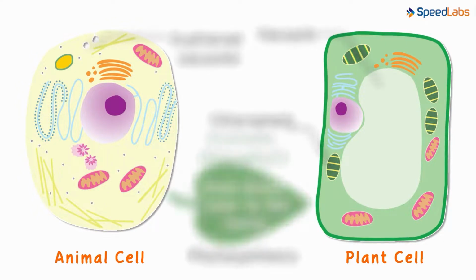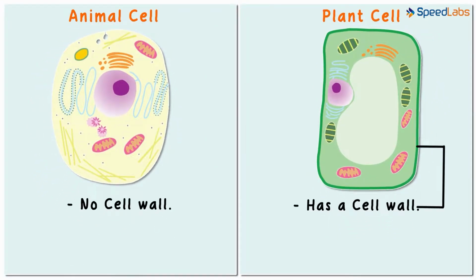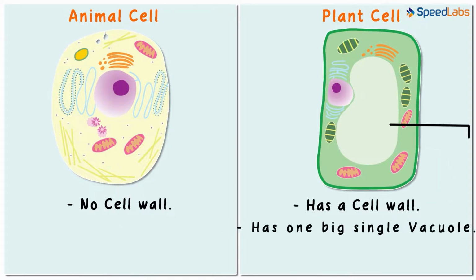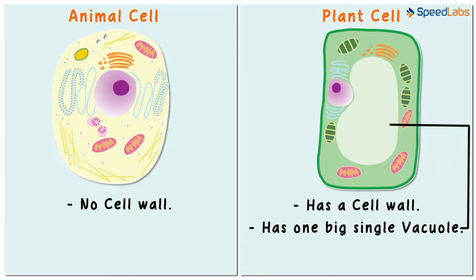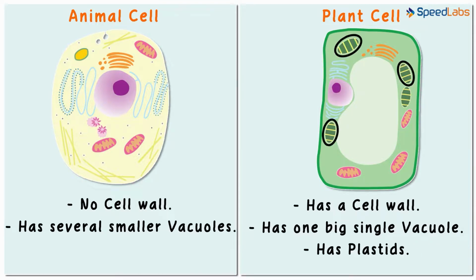Let us review the differences between the plant and the animal cell. The plant cell has a cell wall, whereas the animal cell doesn't have it. The plant cell has one big single vacuole, whereas the animal cell has several smaller vacuoles. Lastly, the plant cell has plastids, while the animal cell does not.